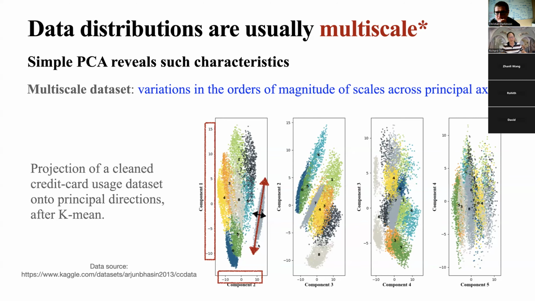So if you use principal component analysis on this data set, just use the simplest one, and project the data set onto the plane, the two-dimensional subspace spanned by the first two principal directions, then you see something like this. This is a distribution of a cluster, and the span of the red arrows and the black arrow is what we mean by this distribution being multiscale.